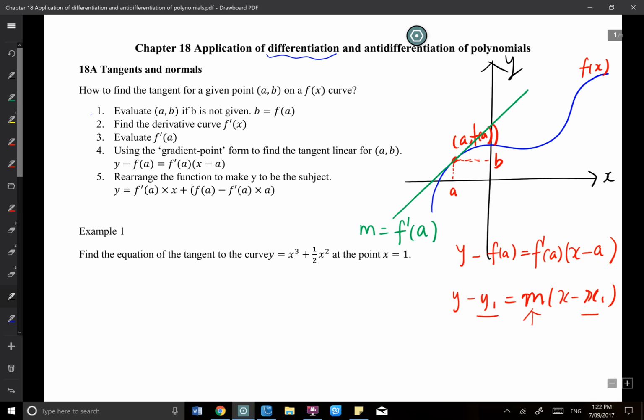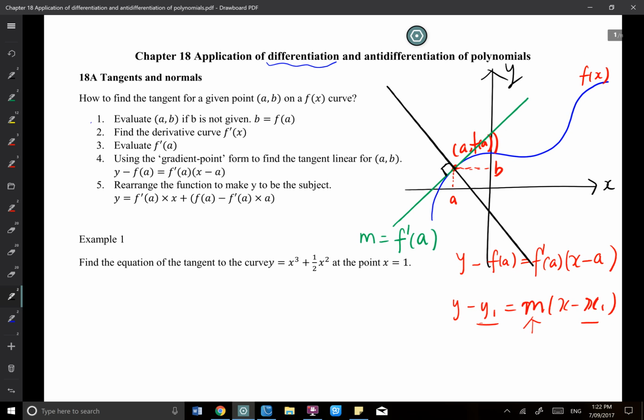And then the next thing is called the normal. What is the normal? The normal, at the same point, is the line perpendicular to the tangent. The contact point is (a, b). The tangent, the normal and the original graph all intersect at that point, and the graph passes through that point exactly once.